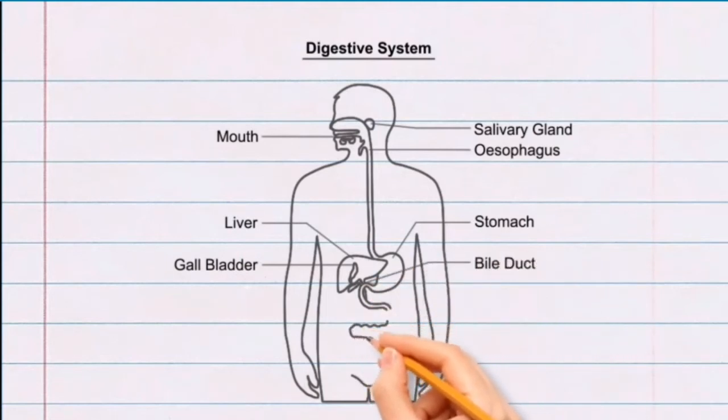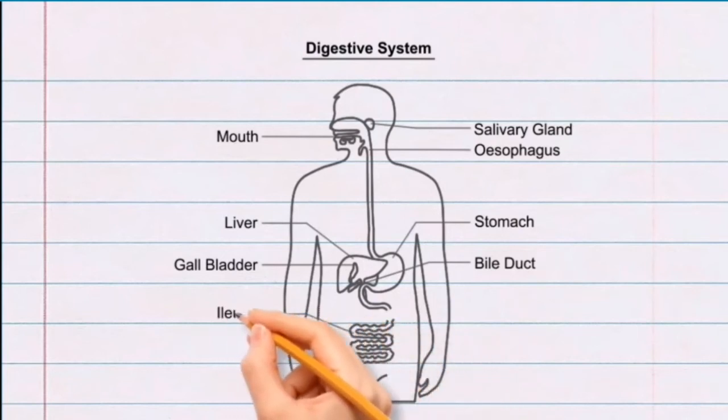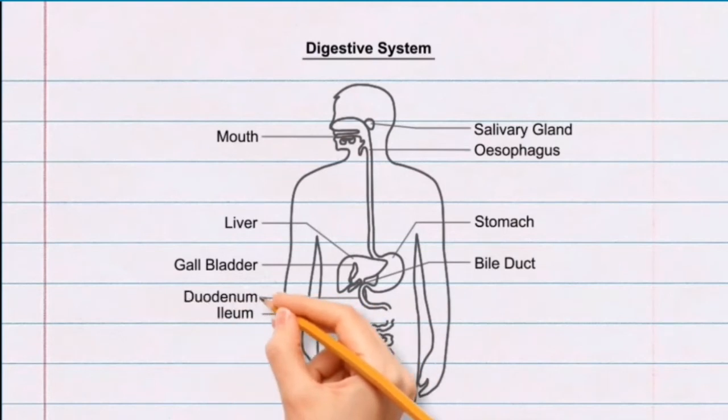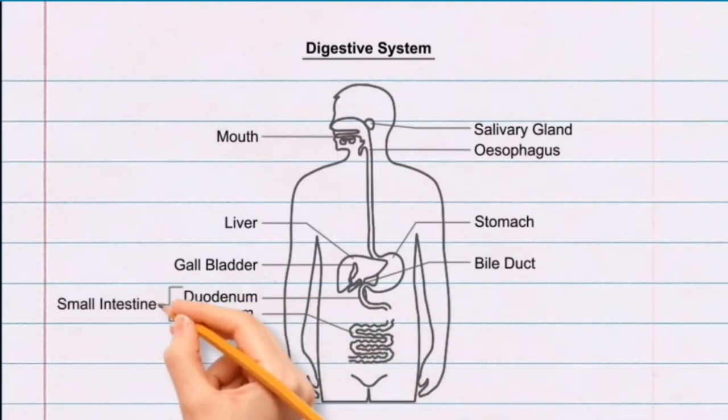Now continue the tube downwards and form about 4 narrow loops. Label these narrow loops as the ileum and the portion of the tube before the loops as the duodenum. The ileum and duodenum form the small intestine.